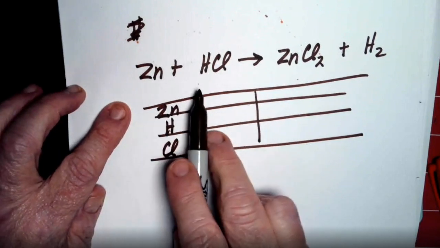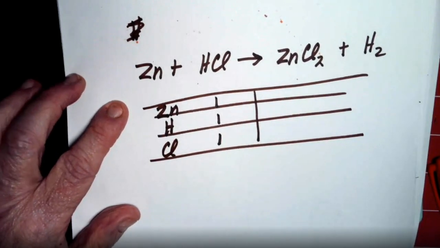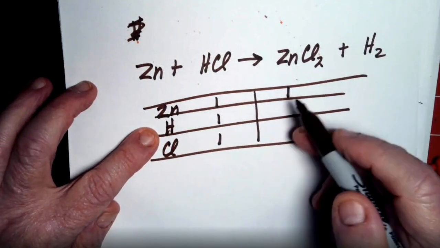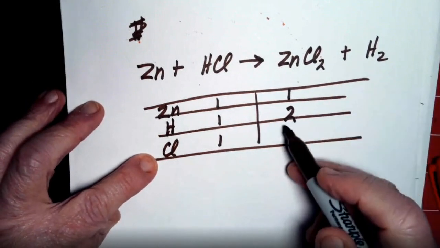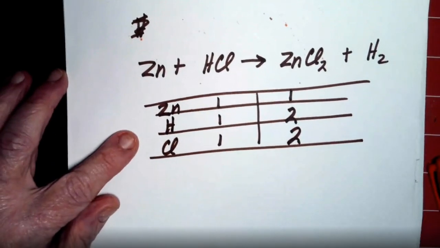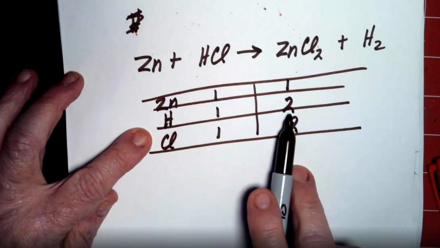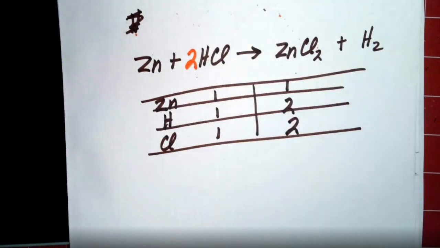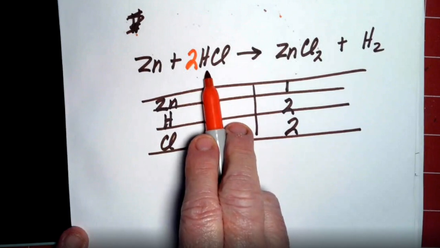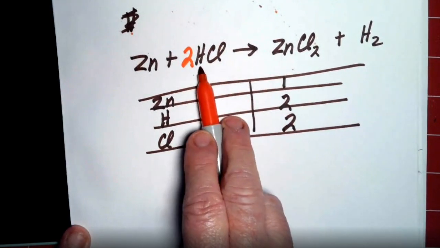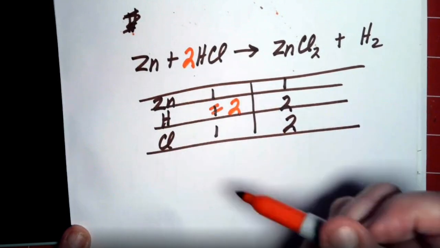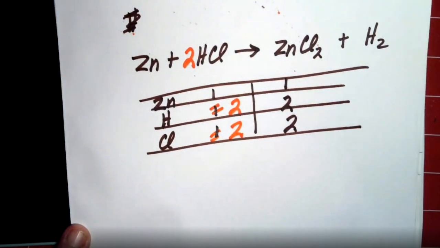And as I do look over here and do my count, it's 1, 1, 1. When I look over here, I have 1 zinc. Be sure you're on the right line. For hydrogen, there's 2. And for chlorine, there are 2. So when I look here, that's easy enough, because in order to get 2 hydrogen on this side, over here on the left where the reactants are, I would just have to come in here and put a 2 here. Now that's 2 times that, because that means I have 2 of that molecule. So now I have 2 hydrogens, and I also have 2 chlorines. And this is balanced.